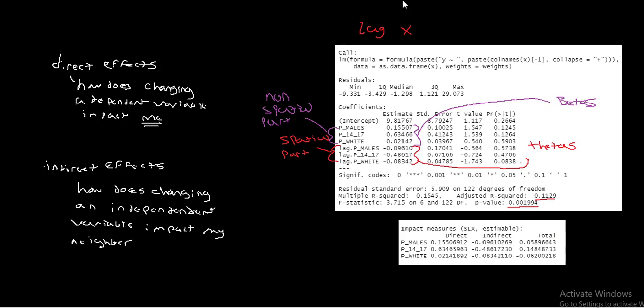That's how, for the case of a lag X model, the non-spatial part with the betas relates to the direct, and the spatial part with the thetas relates to the indirect. And again, direct is me, indirect, my neighbor. Okay? So hopefully that makes sense.